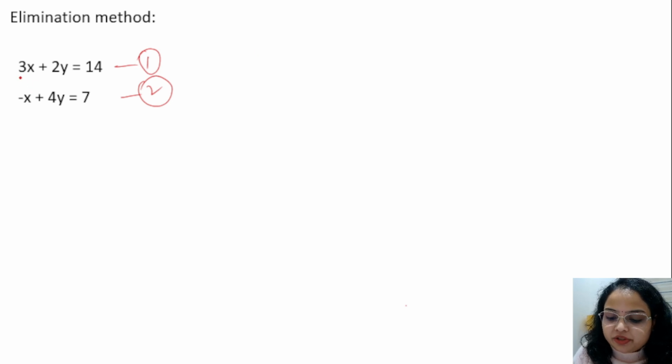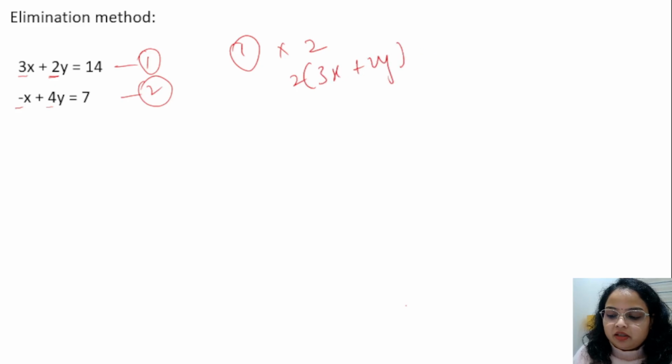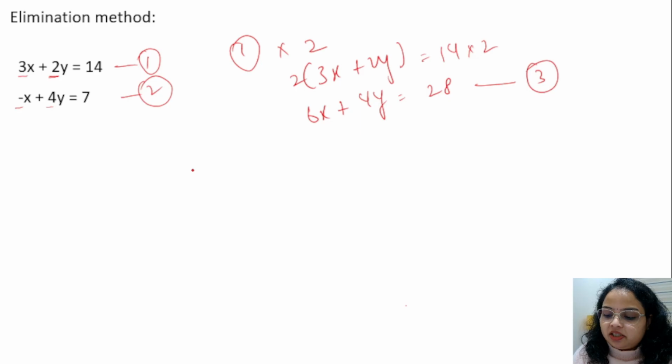So here the coefficient of x in the first equation is 3 and here it is minus 1. And the coefficient of y is 2 in the first equation and it is 4 in the second equation. So in the first equation we will multiply with 2 so that we can make y coefficient same. So we will get 2 into 3x plus 2y is equal to 14 into 2. It is 6x plus 4y is equal to 28. This we will take as third equation.